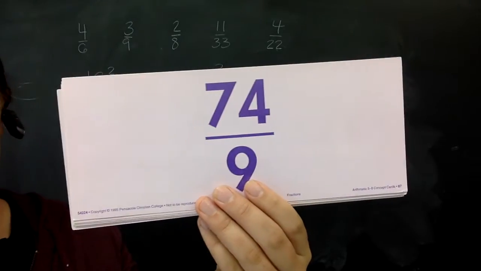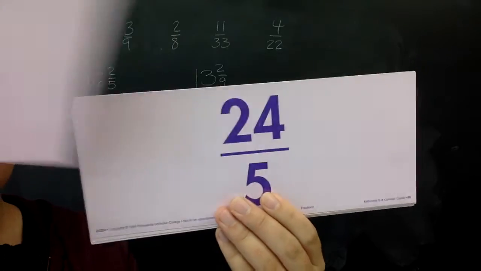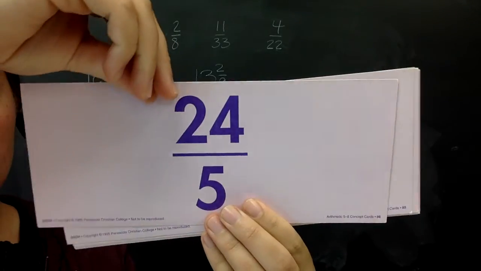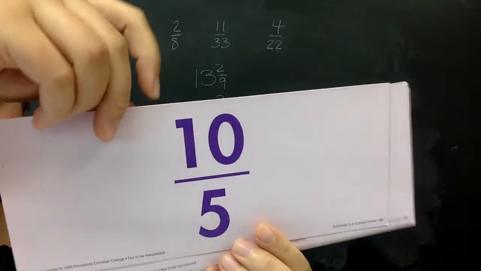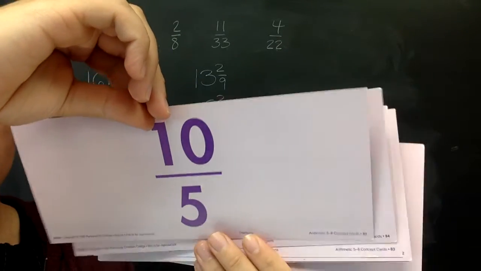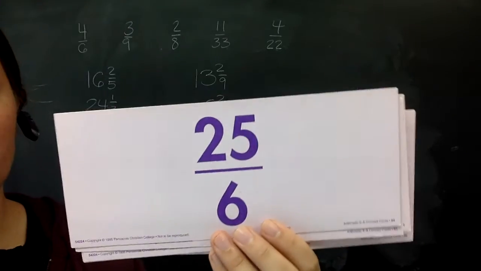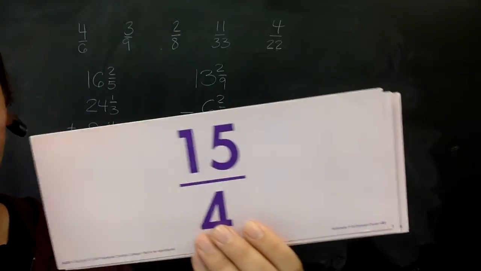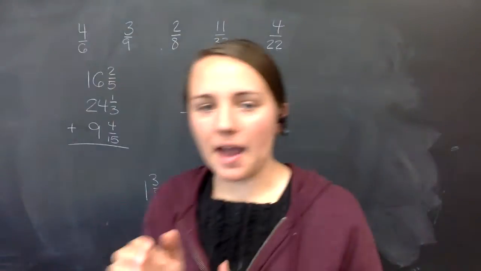9 and 1/6. 8 and 2/9. 4 and 4/5. Now some of these will be able to just be changed to whole numbers. 2, 4 and 1/6, and 3 and 3/4, and we're going to stop with that.